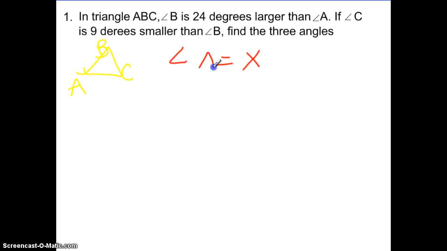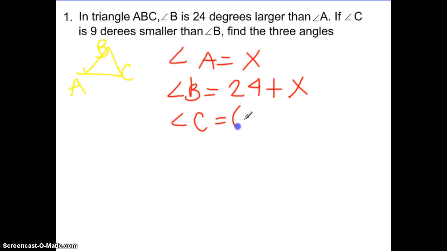So here let's make that angle A. Angle B is 24 degrees larger than angle A, which means you add 24 to angle A, and angle A is x. Angle C is 9 degrees smaller than angle B. So angle B is 24 degrees plus angle A, and angle C is 9 degrees less than angle B.